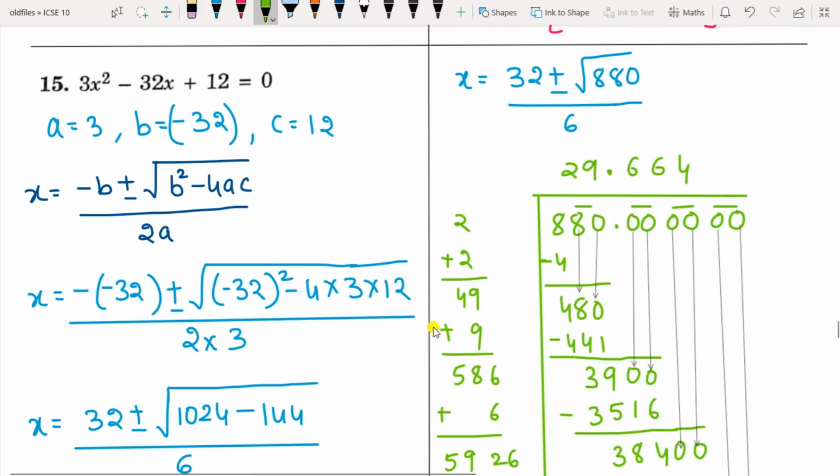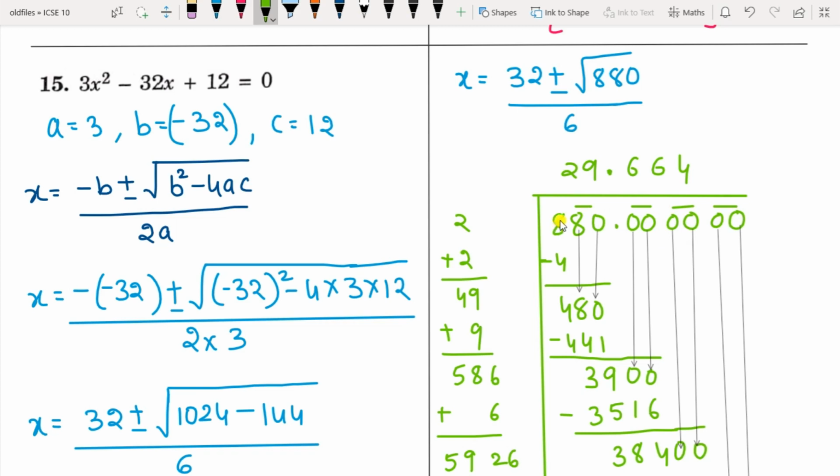Similarly, in this case, A is 3, B is minus 32, and C is 12. Substitute the values of A, B, C and you get the square root of 880 here. See 880, so 6 zeros, that means you have to draw 3 pairs of zeros. You have to write it here and make the pairs from the right to the left hand side. Now here 1 number is remaining.